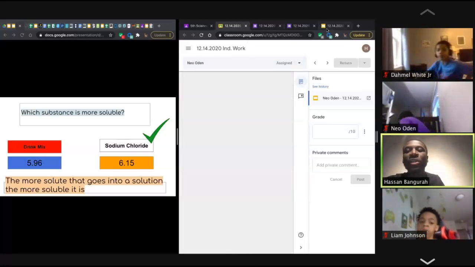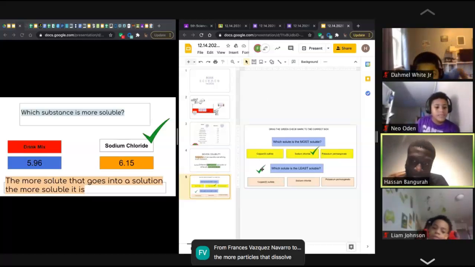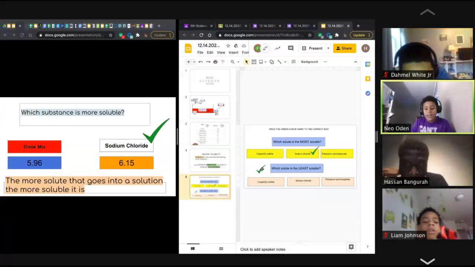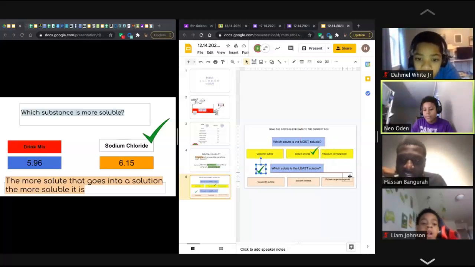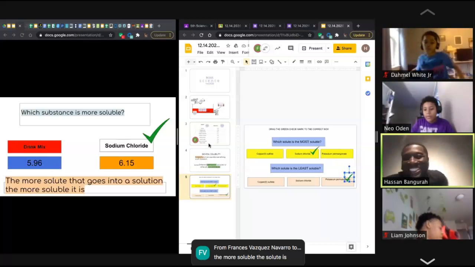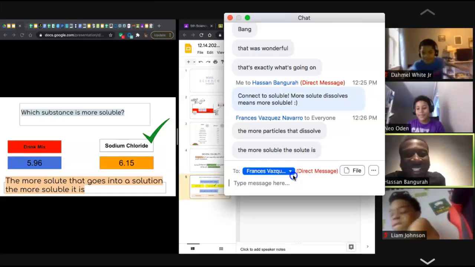Great. Let's go. Neo, where can I drag the check mark for least soluble? You can drag it to potassium permanganate. I thought it said pomegranate, but I don't think that's what it is. It's not pomegranate.